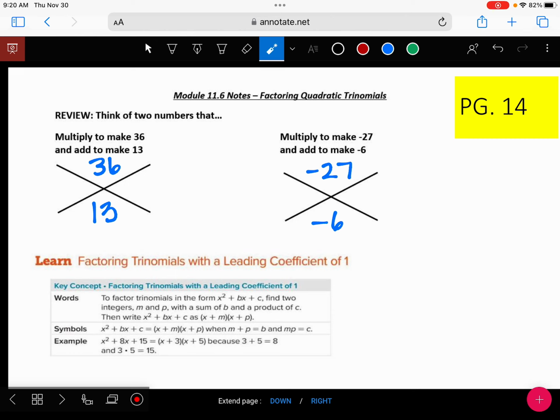So the two numbers that multiply to be 36 and add to 13: everyone whose paper I saw had 9 and 4. I agree. Two numbers that multiply to be negative 27 and add to negative 6: negative 9, positive 3.